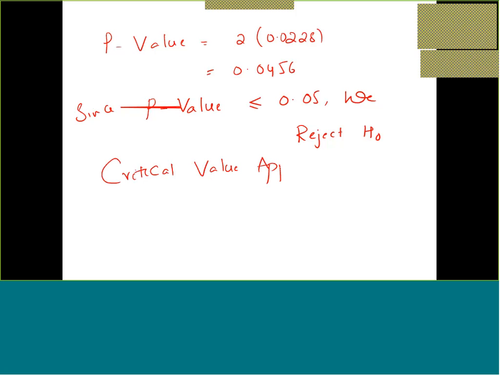So critical value approach, the process is that you have alpha equal to 0.05. Then calculate alpha by 2 is 0.025. Why alpha by 2? Because it is a two-tailed test. Then calculate Z alpha by 2. So Z alpha by 2, we know that for 0.05, Z alpha by 2 is 1.96. Now what is a critical region? That we will write.